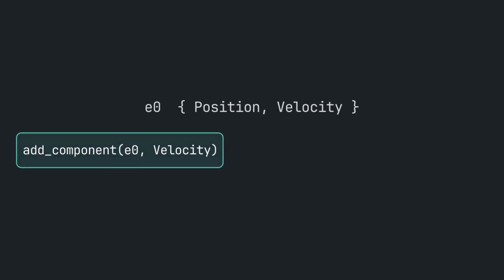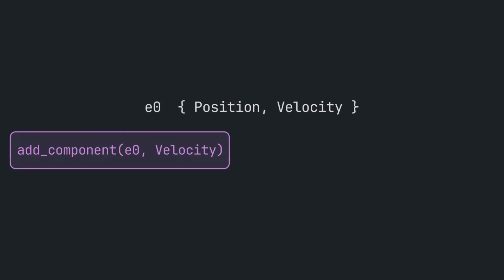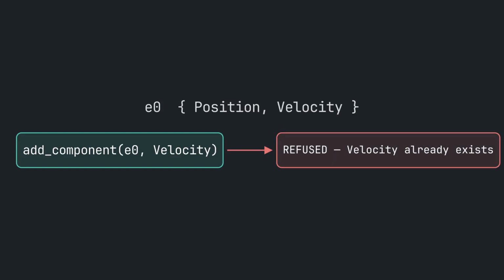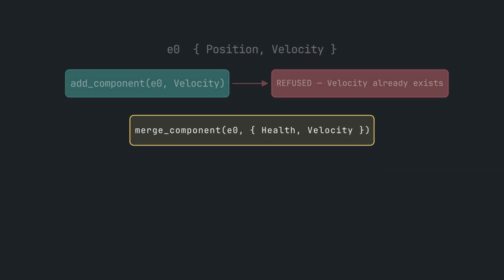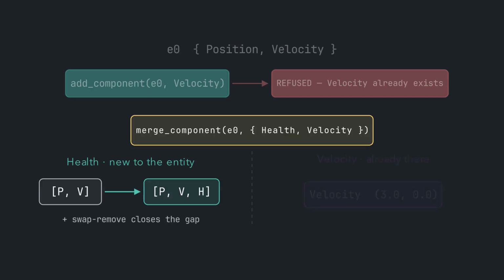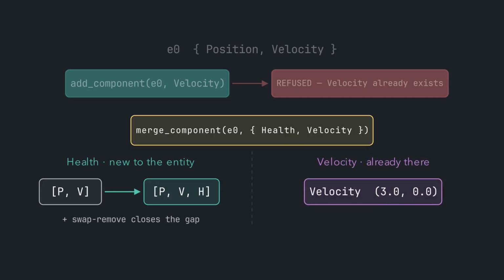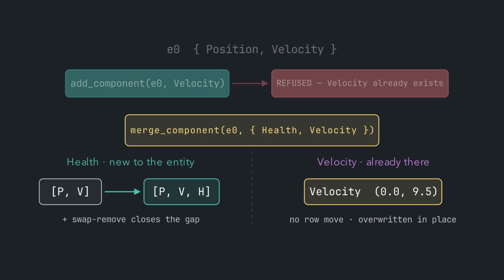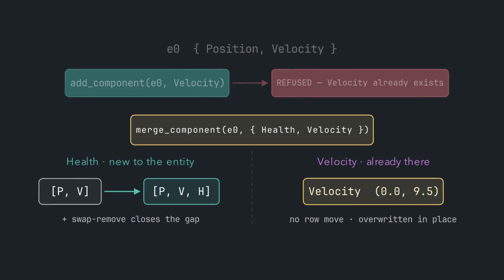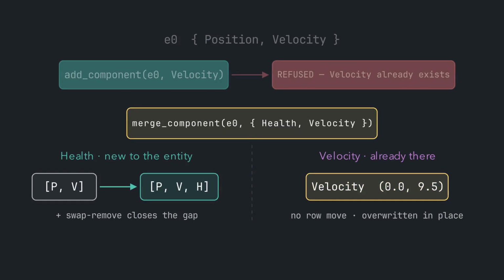Now, what if you do want to add a component that's already there? Say you're re-adding velocity with a new default value, instead of adding a genuinely new component. Add won't let you. It'll refuse if the component already exists. That's what merge is for. Merge behaves exactly like add for any component that's new to the entity. Same move, same swap-remove cleanup. But for any component that already exists, merge doesn't move anything. It just drops the old value in place and writes the new one over it. So merge is really add's more permissive sibling. Everything new gets migrated across archetypes. Everything that already exists just gets overwritten.